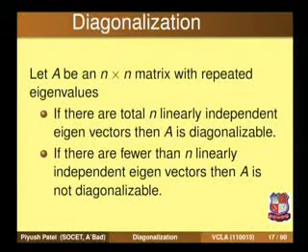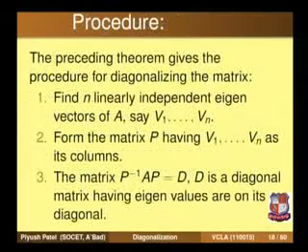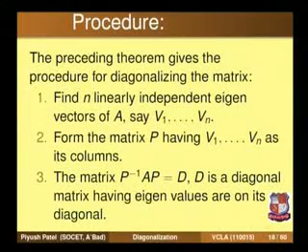in that case we get a total of n linearly independent eigenvectors, and so the matrix is diagonalizable. But whenever we have fewer than n linearly independent eigenvectors in total, in that case the matrix is not diagonalizable. So whether the matrix is diagonalizable or not can be decided only after finding the eigenvectors of the given matrix. So from the preceding theorems we can give the procedure for diagonalizing the given matrix.